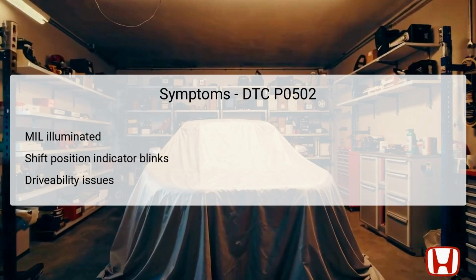The symptoms associated with DTC P0502 primarily include the illumination of the malfunction indicator lamp, MIL, which serves as a warning signal to the driver. Additionally, the shift position indicator may begin to blink, which is indicative of a transmission-related issue that requires immediate attention.